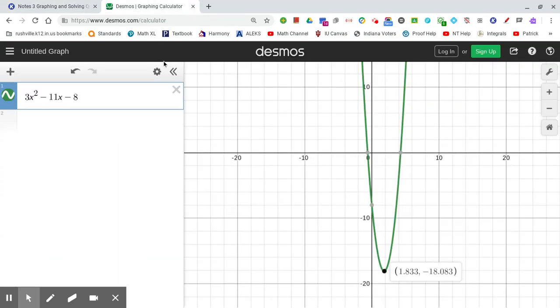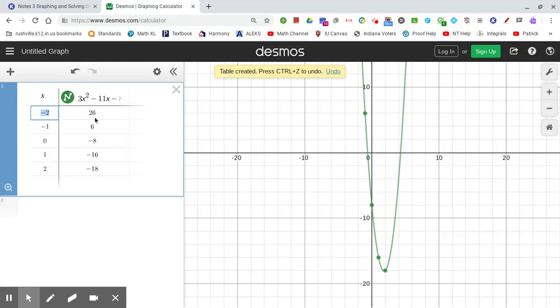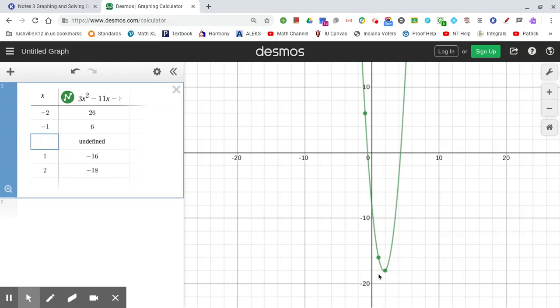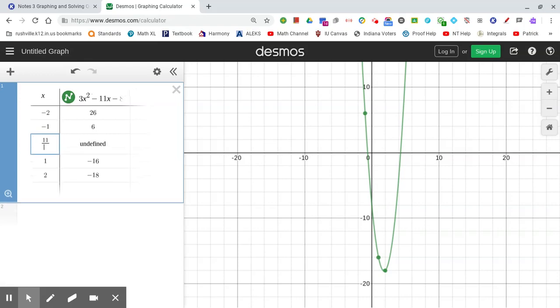All right, so then what you do is you go to the list, convert this to a table. We want the vertex to be the center. So we're going to have 11 over 6 as our center. Okay, and double check, what is that y value? Yes, it's the negative. That's our vertex. So if you wanted to, you could type that in as whatever that decimal equivalent was, which was 1.833. Or if you want to type in the fraction, you can type in the fraction.